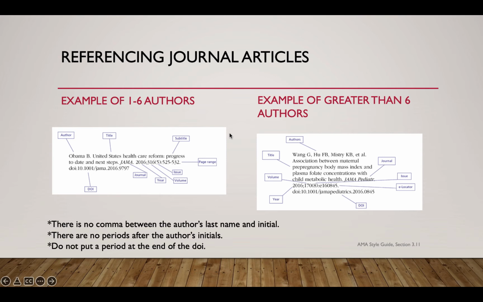So here are some examples of referencing journal articles, and you will see the first example on the left is a journal article that has 1 through 6 authors, and then on the right, an article that has greater than 6. So again, when you list the author's name, there's no comma after the last name, and there is a period after this initial only because we start the title. You would generally put a comma if there is more than one author.